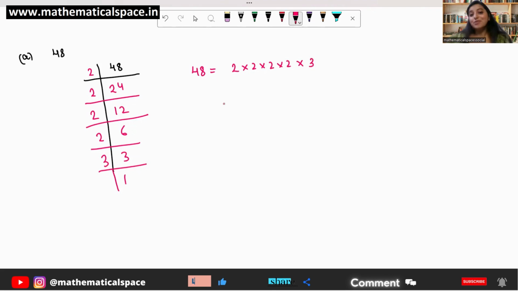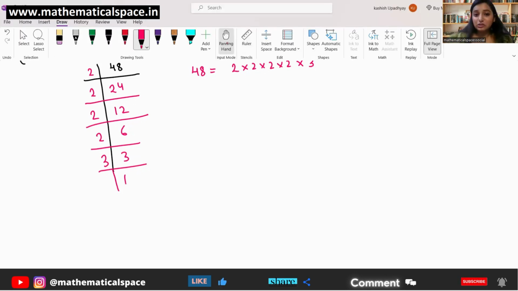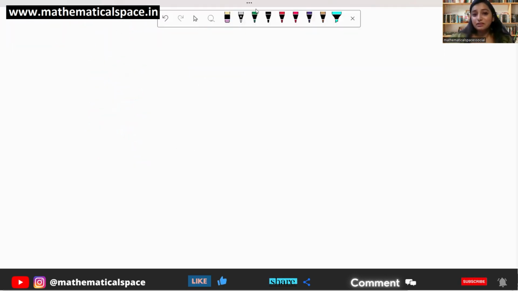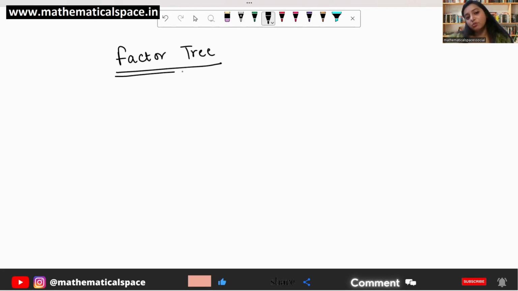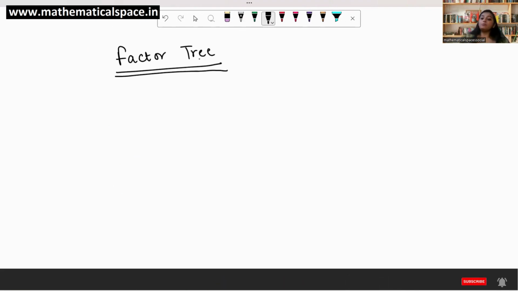times 3. There is one more method which I like the most apart from this prime factorization method. That is the factor tree method. What method is it? Factor tree. So we find the prime factors of a number using the method of factor tree. So how do we do it?